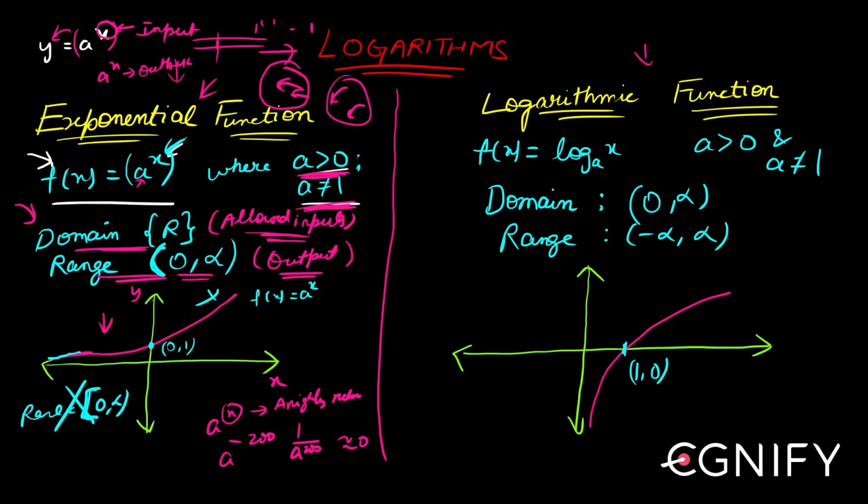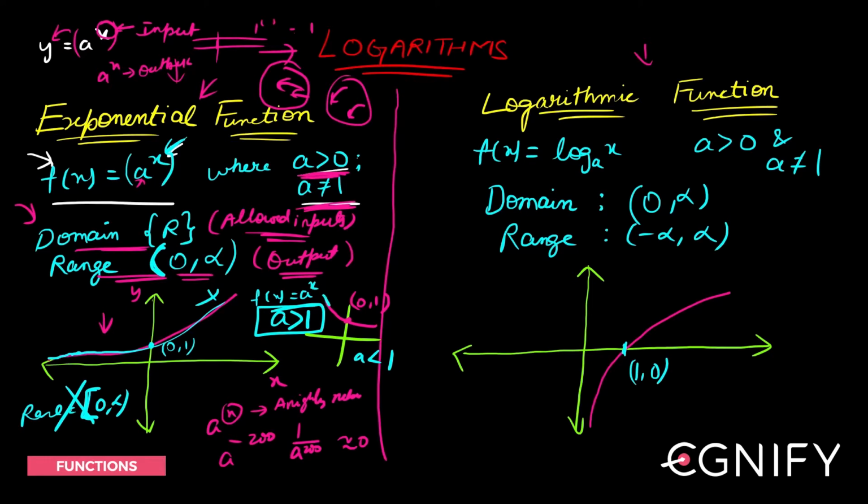Also, if your a is actually less than 1, you'll have a different graph. Frankly, this graph is for a greater than 1, right? For a less than 1, the graph will look something like this. You'll still have the point (0, 1), but as you can see, this is an increasing graph. For a less than 1, you'll have a decreasing one.